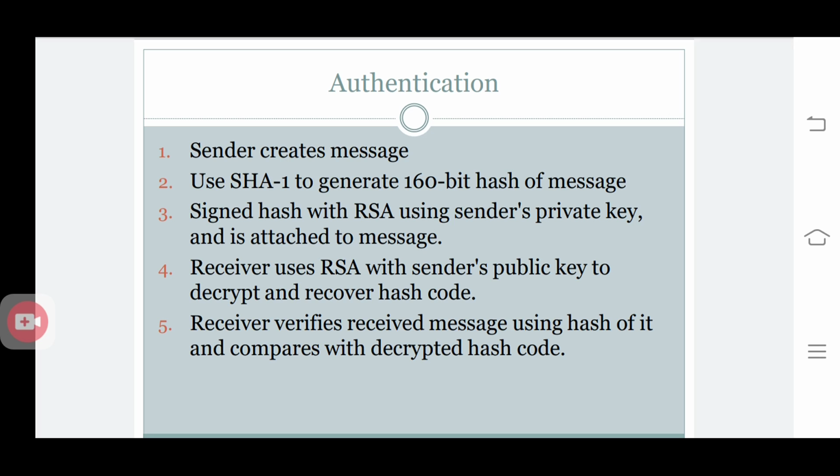After getting this decrypted hash code, you have the original message, and you use the SHA-1 algorithm on this message to produce a hash code. Then you have two hash codes: one is the decrypted hash code, and the other is produced from the original message at the receiver side. You compare both hash codes to verify the authenticity. This is the authentication procedure in PGP, Pretty Good Privacy.